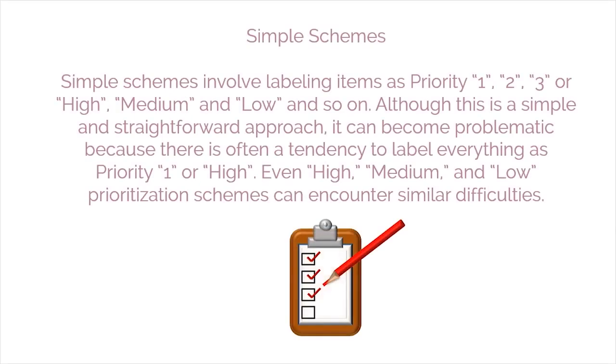A. Simple schemes. Simple schemes involve labeling items as priority 1, 2, 3, or high, medium, and low, and so on. Although this is a simple and straightforward approach, it can become problematic because there is often a tendency to label everything as priority 1 or high. Even high, medium, and low prioritization schemes can encounter similar difficulties.